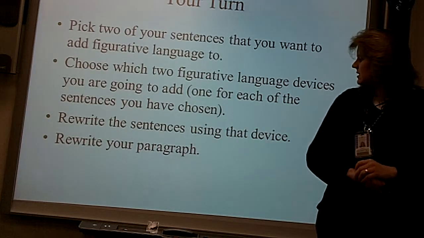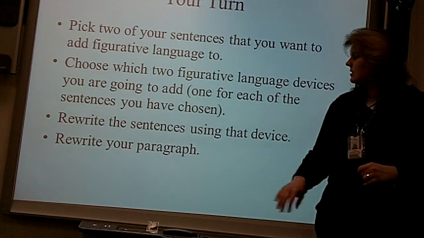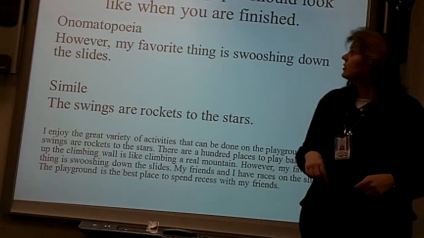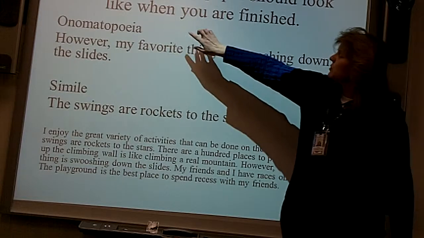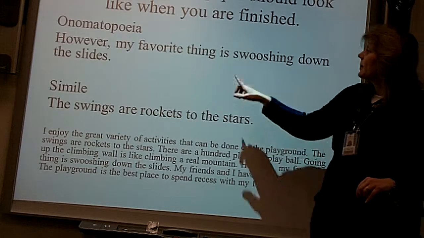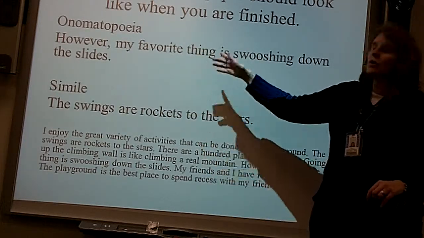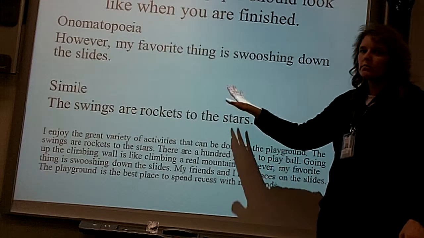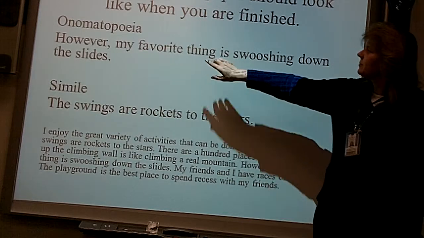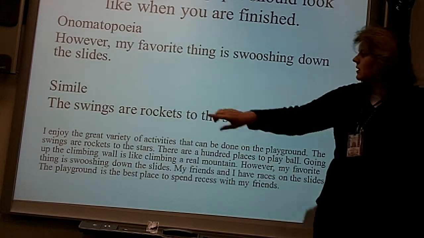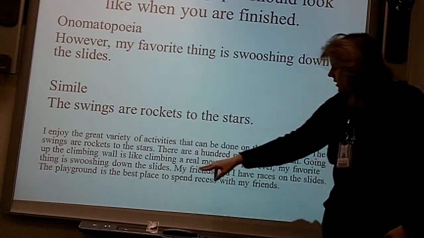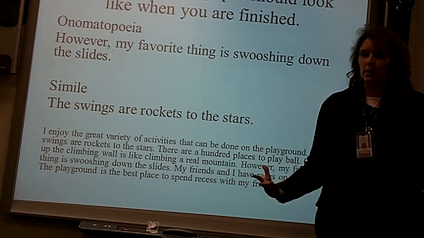Then it says rewrite the sentences using that device. So each sentence will have that device. And then finally, rewrite your paragraph. Basically what your paper should look like when you're finished is, put the device up there so that we know what you're talking about, and then write your sentence. Notice I didn't write the old sentence here. I just wrote the new one. So which figurative writing you're going to do, and then your new sentence. Then there's my second one, simile, swings are rockets to the stars. Then you can see down here, that's just my whole paragraph rewritten.